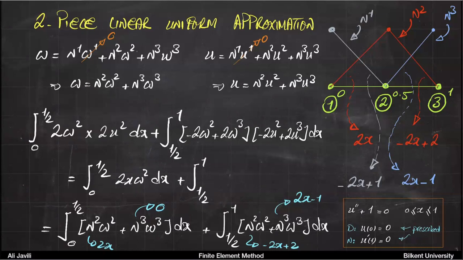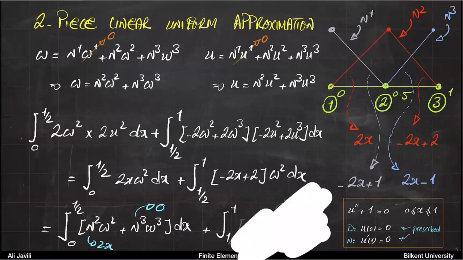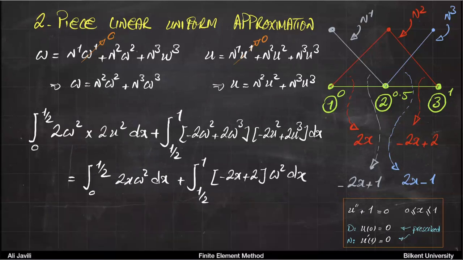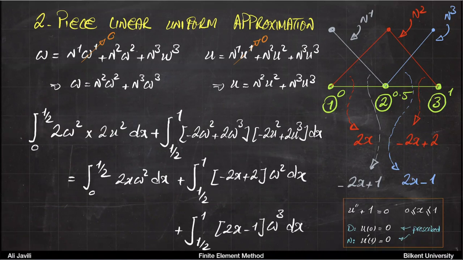And from 1/2 to 1, you can see you have two integrals. So one is minus 2x plus 2 times w2 dx, and then the other one would be corresponding to w3, which I'm going to just write underneath. So plus integral again from 1/2 to 1, 2x minus 1, but now it would be multiplied by w3 dx. Okay, so this is what you have.